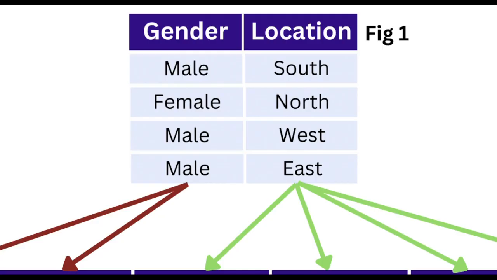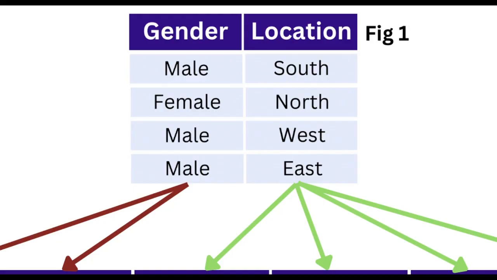east and west. Now, in order to convert this categorical data into numeric data, what one-hot encoding will do is generate numeric data as a combination of zeros and ones. So, let me try to explain this considering this example.